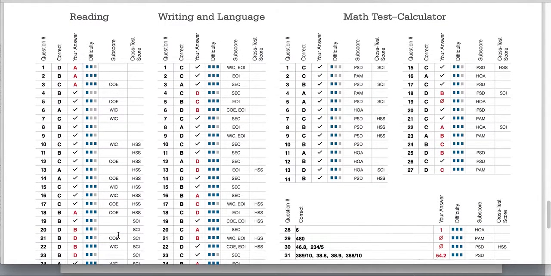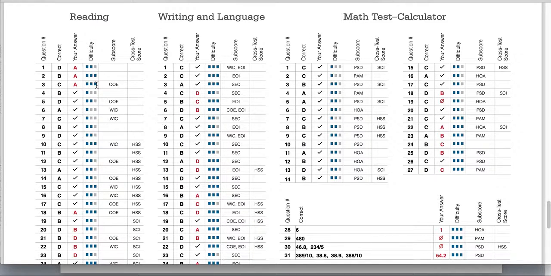If you have a copy of the PSAT that you took, you can go back and look at those questions and see, oh, okay, I missed question number 3 because my answer was A, when the correct answer was C, and this was a command of evidence question. It also happened to be a really hard question because the difficulty is 1, 2, 3.